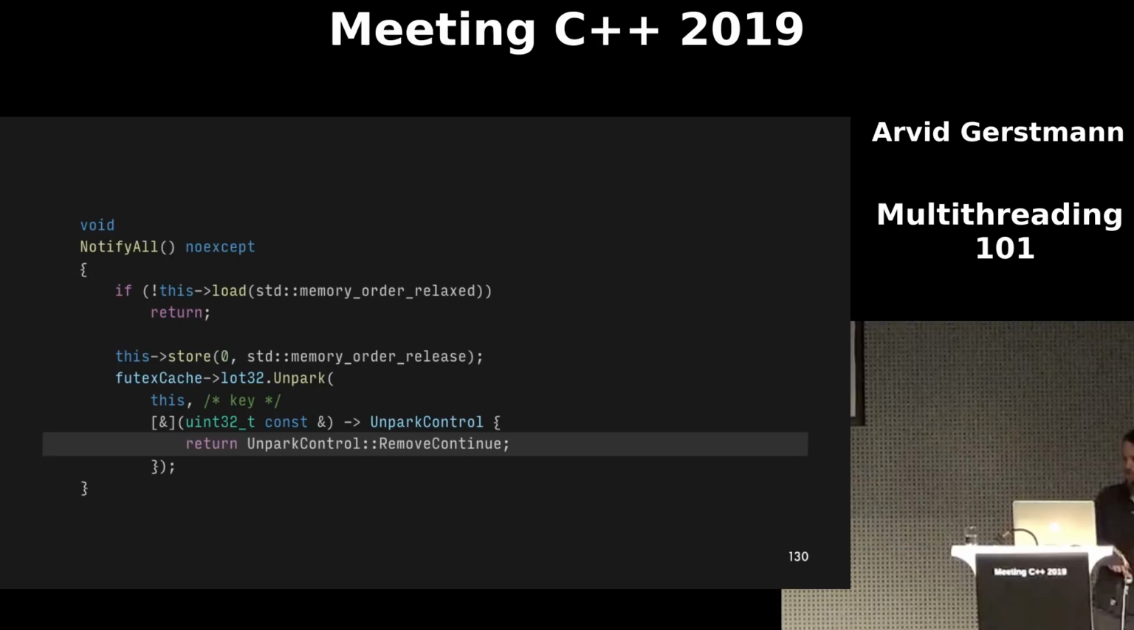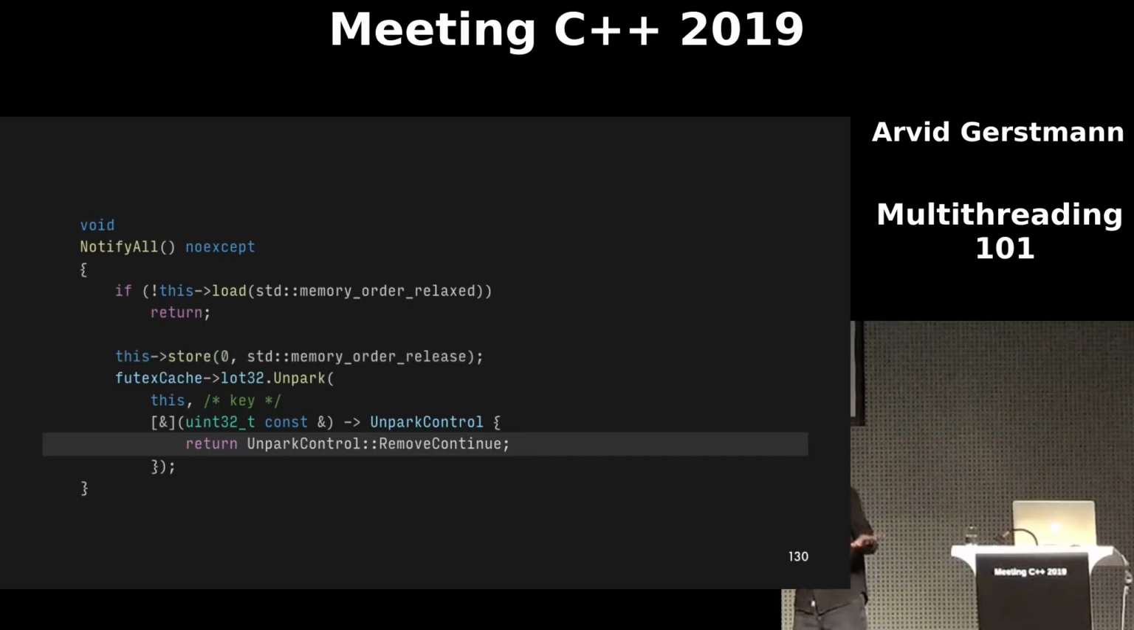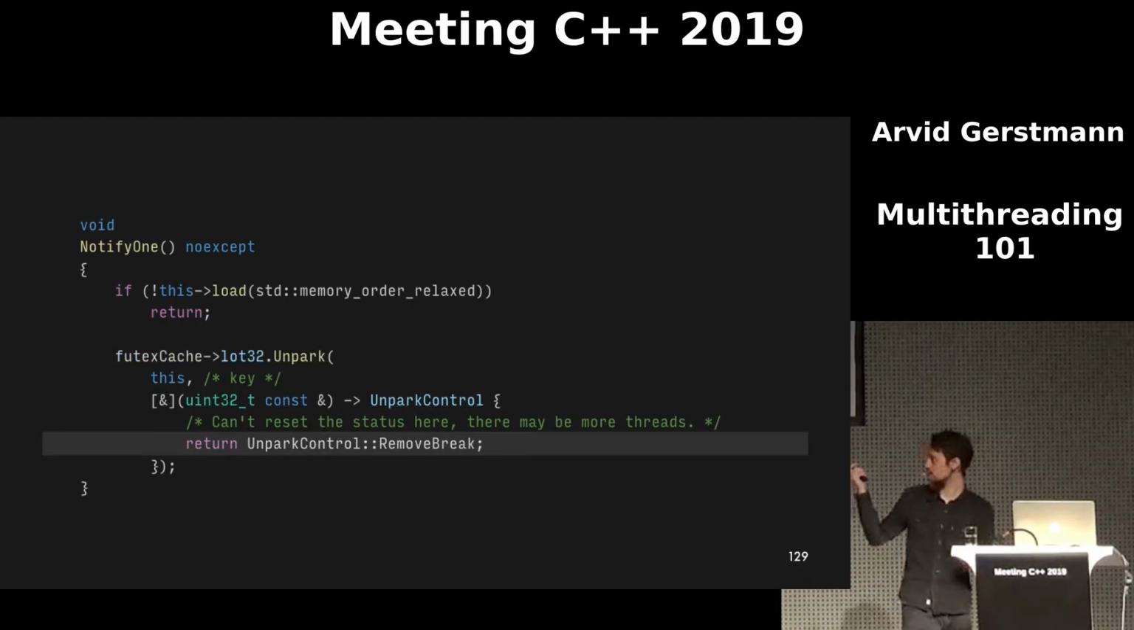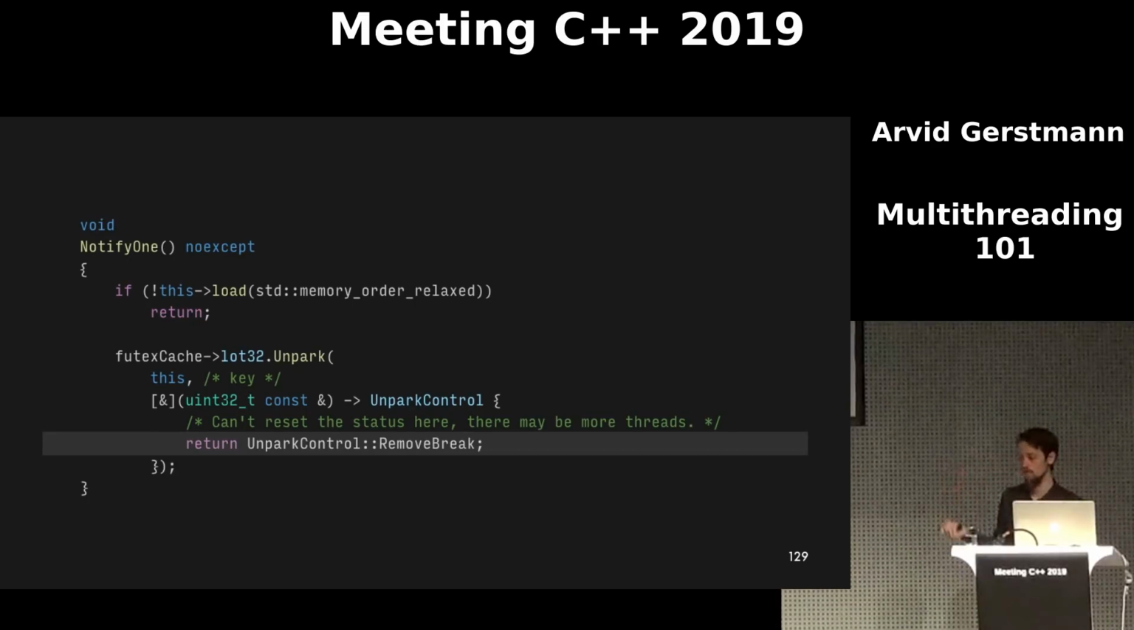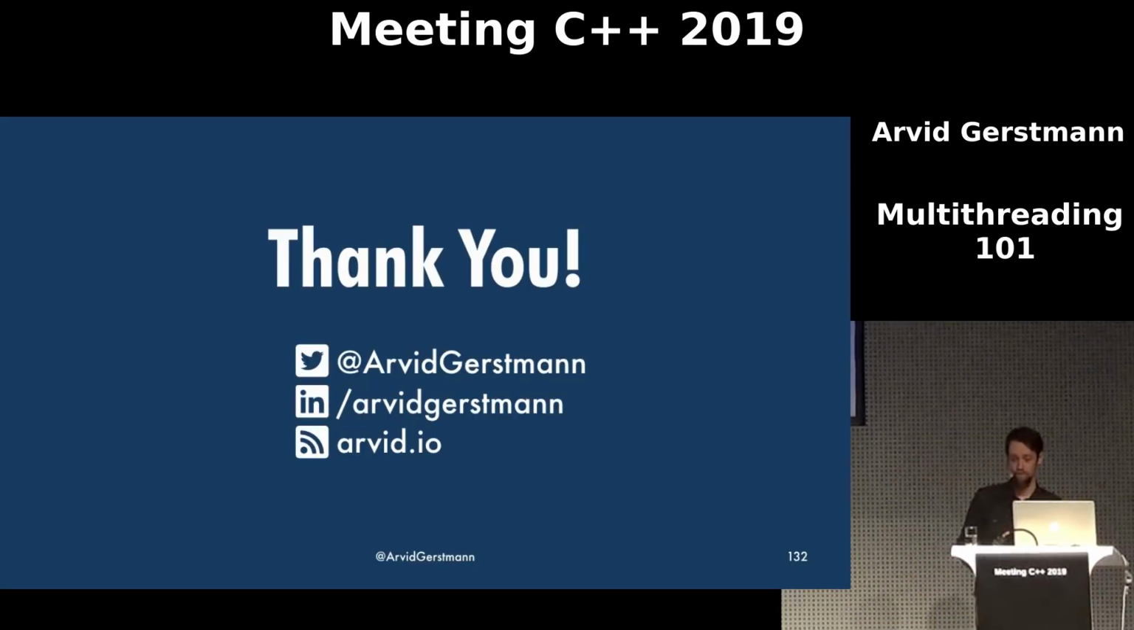Notify all, just like notify one. We check if there are any threads waiting, and then we remove all of them. Since we're removing, we continue here. And we're also setting the atomic to 0 again, because with notify all, we can be sure that we've removed all the threads. In notify one, the comment is indicating that we're not setting it to 0, meaning that there could still be other threads. Only notify all can do that. And with that, time is over, and I'm done. Thank you very much.